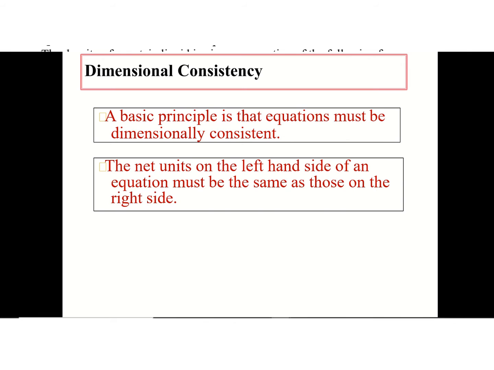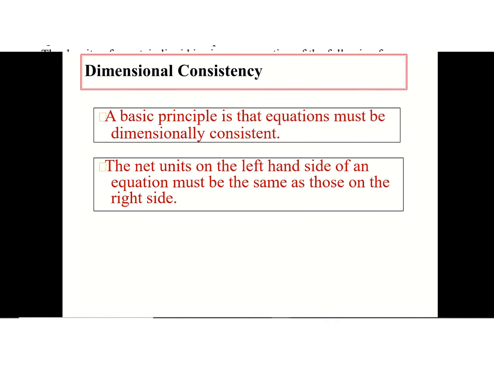Always put in mind these 2 points. The principle of dimensional consistency is that an equation must be dimensionally consistent. What does this mean? The net units on the left-hand side of an equation must be the same as those on the right-hand side. It is not most of the time directly obvious, but you can do some arithmetic to make sure the 2 units are the same, I mean the one on the left and the one on the right. Now, let us answer the question.